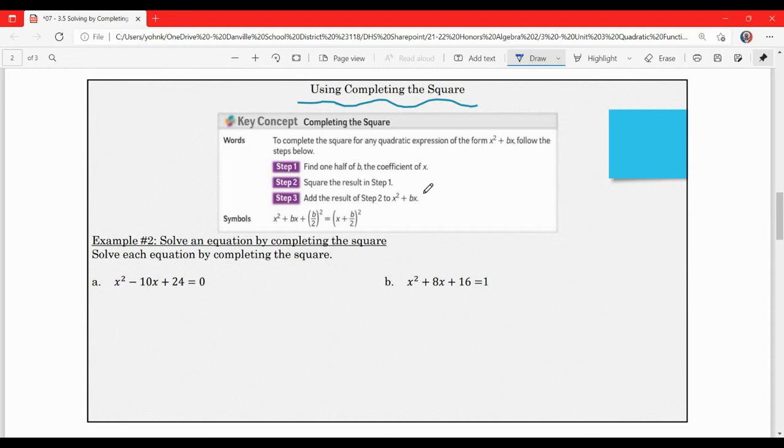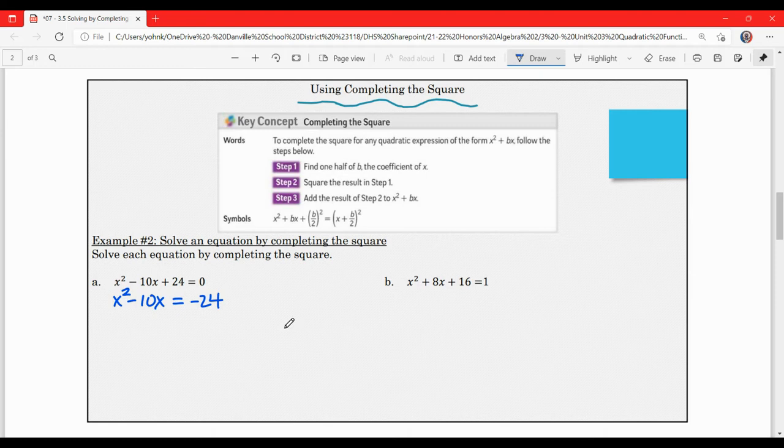So if we look at letter A, solve each equation by completing the square. What you're going to do is first, you're going to get all the letters on the left side and anything that's not a letter on the right. So I'm going to go x squared minus 10x, subtract the 24 over, equals negative 24.